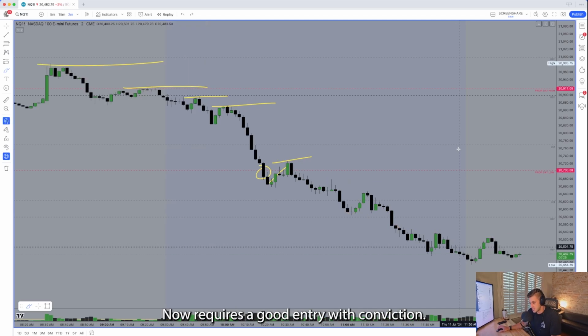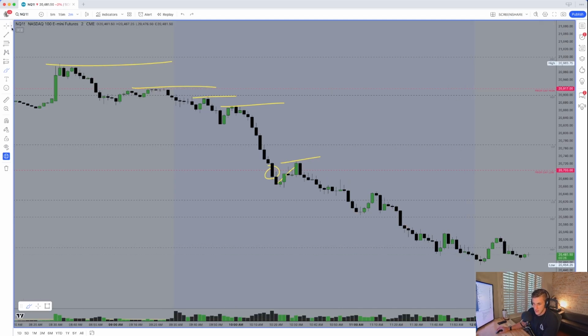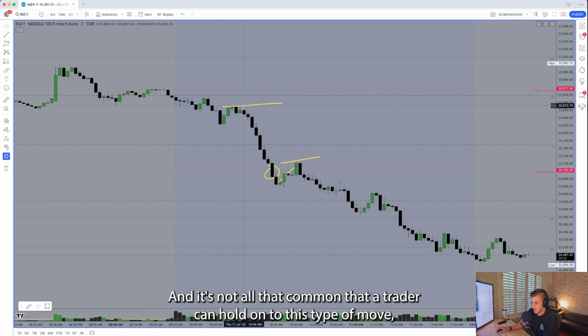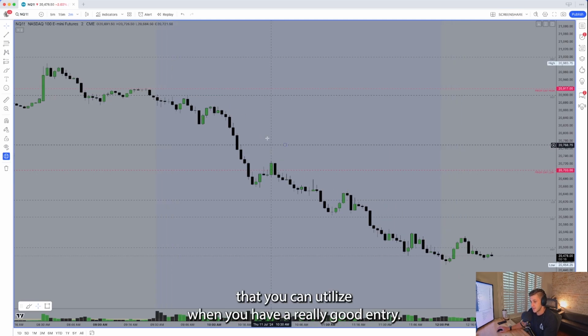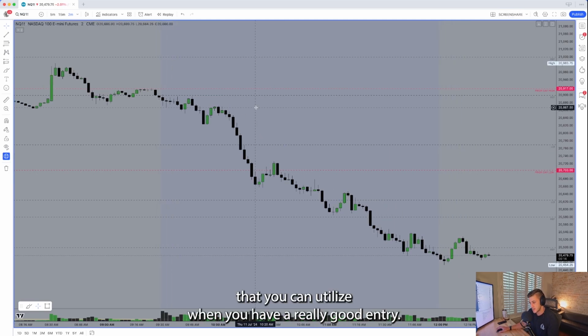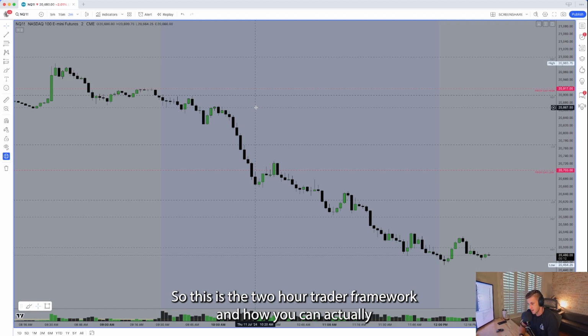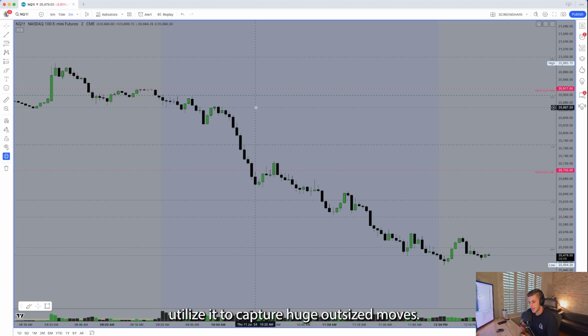Now, it requires a good entry with conviction, right, to hold on to something like this. And it's not all that common that a trader can hold on to this type of move, but there's definitely a methodology there that you can utilize when you have a really good entry. So this is the 2-hour trader framework and how you can actually utilize it to capture huge outsized moves.